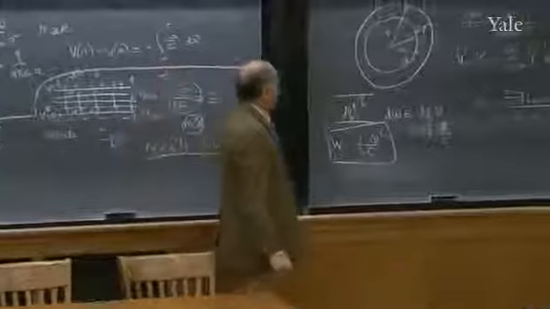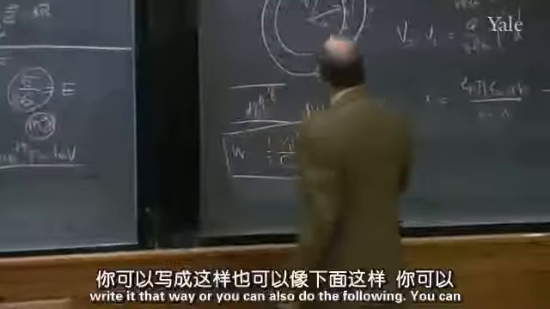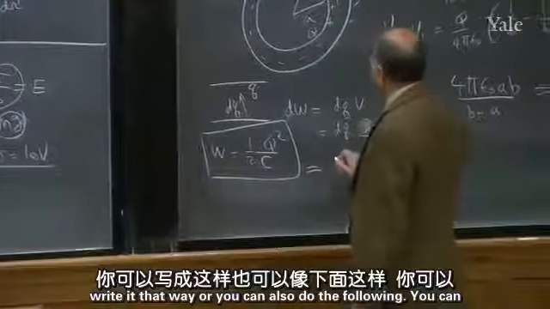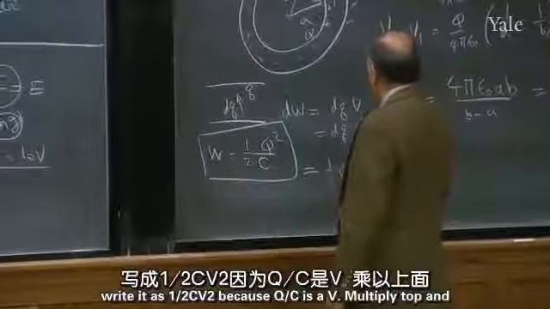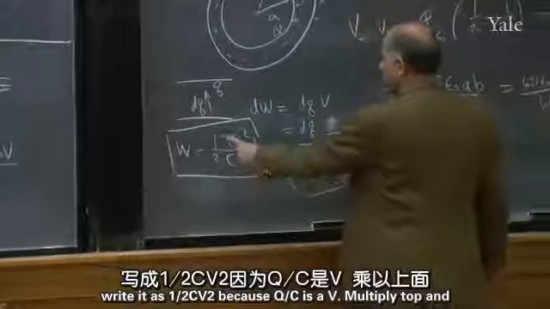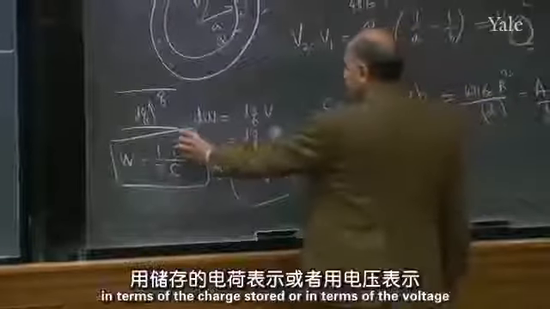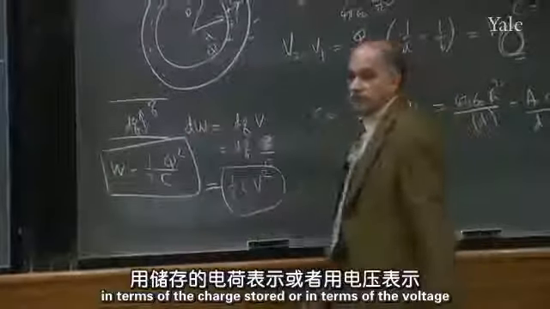So when you want to charge a capacitor with a charge Q on it, either you can write it that way, or you can also do the following. You can write it as 1 over 2 C V squared. Because Q over C is V, multiply top and bottom by C, you can write the energy in a capacitor either in terms of the charge stored or in terms of the voltage between the plates.